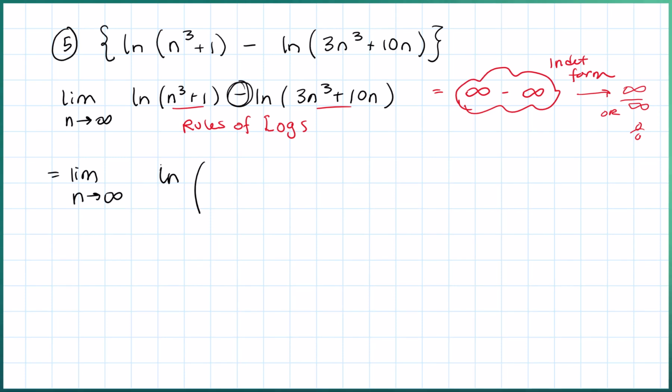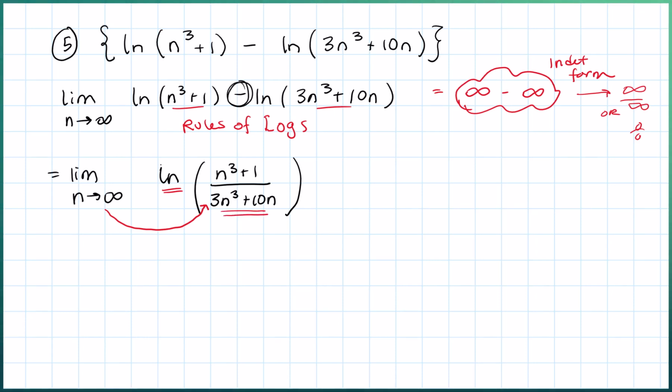That's the natural log of n cubed plus 1. Since it's a minus, it becomes a division, 3n cubed plus 10n. And now I'm taking the limit as n goes to infinity, but the natural log is a continuous function, and our rules of limits allow me to come inside of a continuous function and consider the limit of the interior.